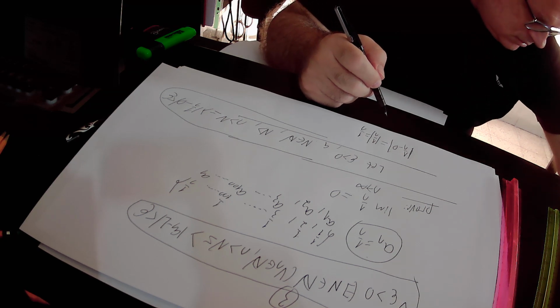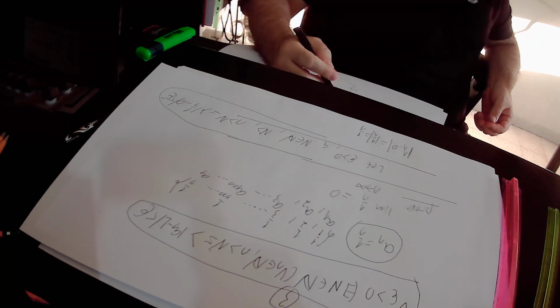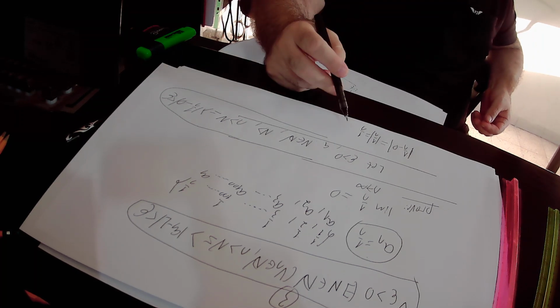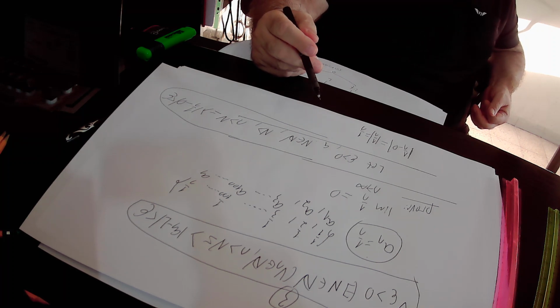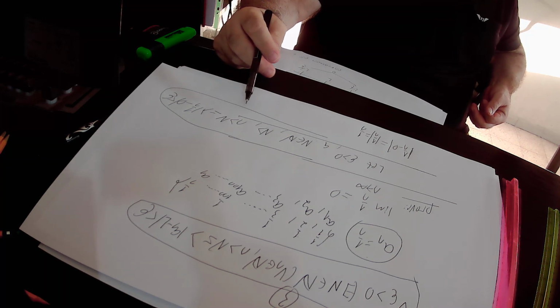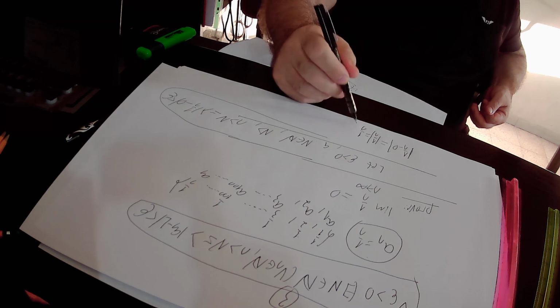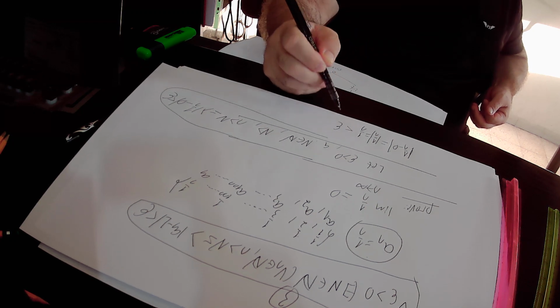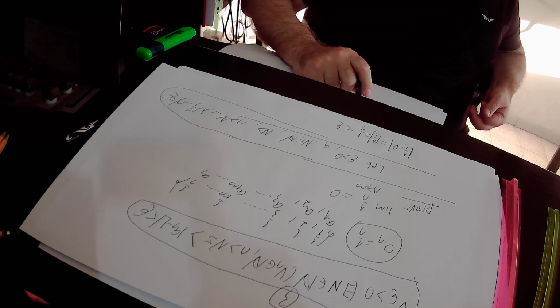And so the condition that must hold is that for every epsilon that is greater than 0, there must exist capital N that belongs to the natural numbers. So for every natural number n that is greater than capital N, we must get that the absolute value of 1 over n minus 0 is less than epsilon. So this is the condition that must hold.